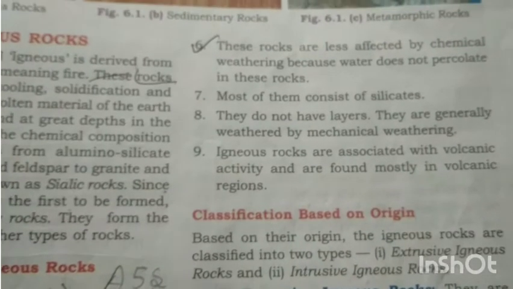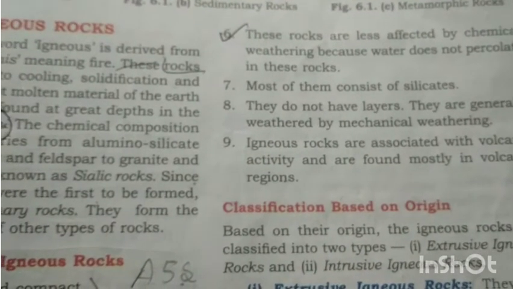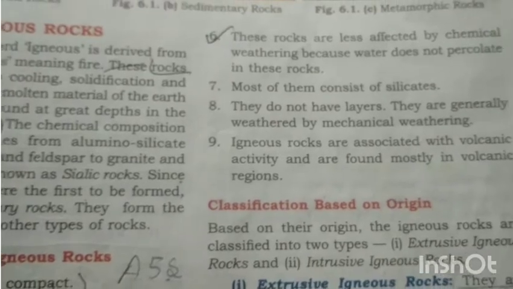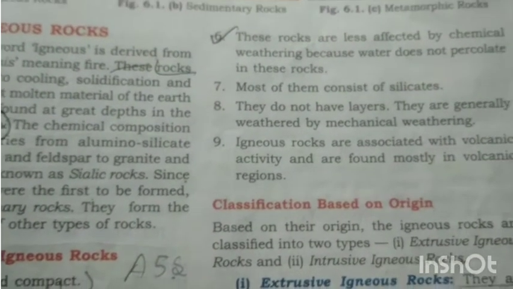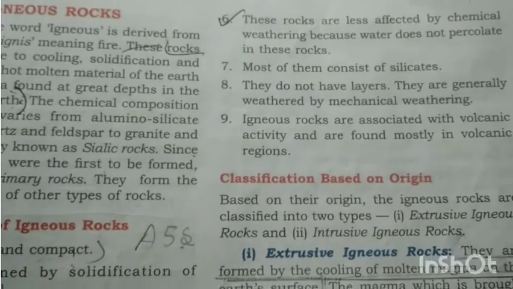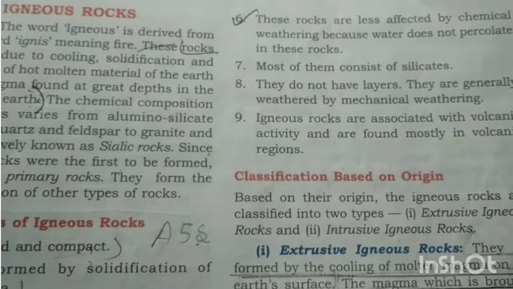And as I told you, they are formed because of volcanic activity. So igneous rocks are mostly found in volcanic areas. Okay, so these are the characteristics of igneous rock, and if you know how they are formed or how they look, you can write them easily.